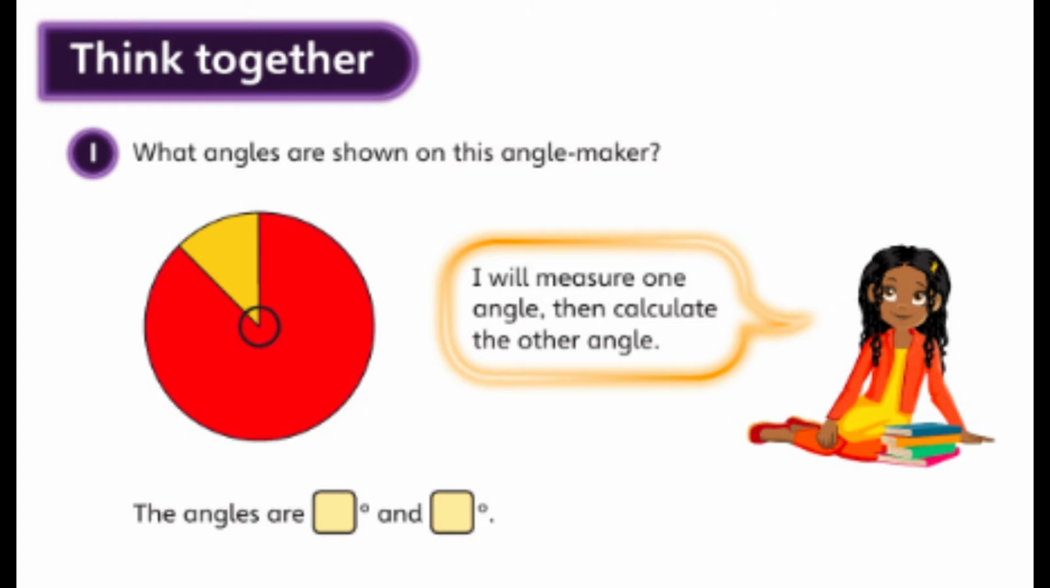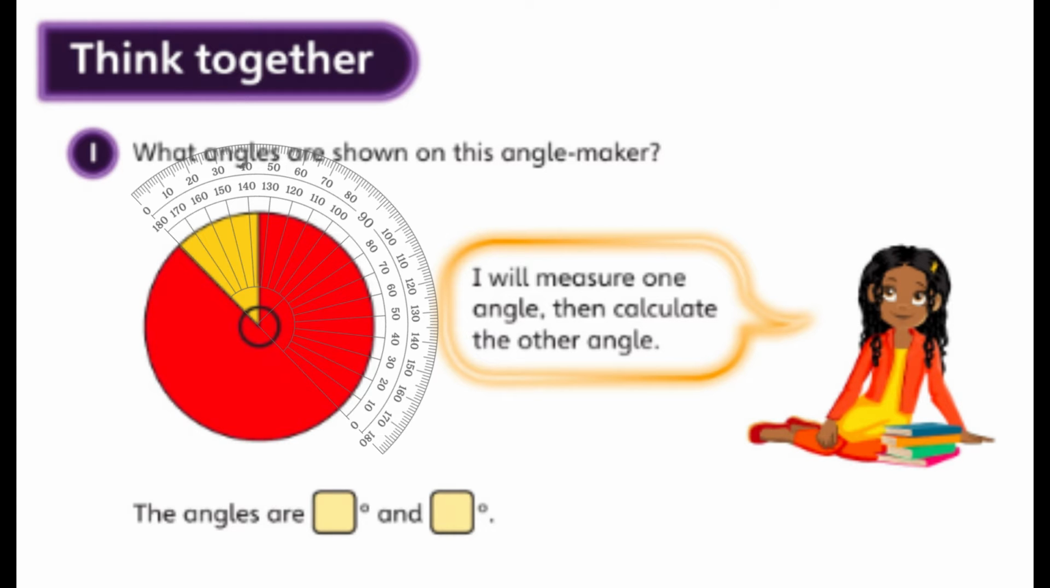So let's start by measuring that yellow angle. I'll put my protractor on top, line up the 0 line, and make sure the center points match up. And I can see that this angle measures 45 degrees. So first I'll write that the first angle is 45 degrees. Now to figure out the red angle, I have to take 45 degrees away from 360 degrees, because 360 degrees is a full turn. So 360 minus 45 equals 315. That means that my red angle is 315 degrees.